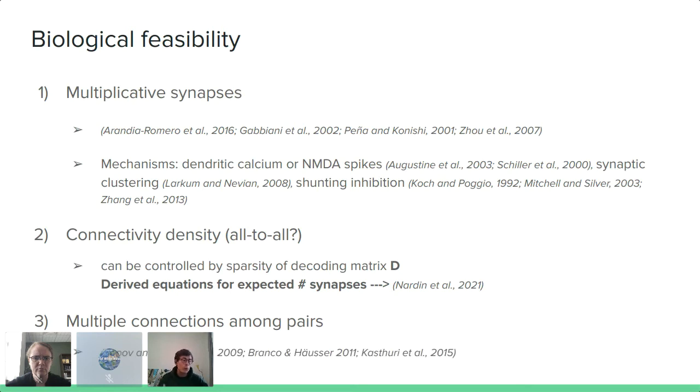So it seems to be not too unreasonable. So to conclude this part, I would say that our multiplicative networks seem to be fairly reasonable from a biological perspective, and we think that they could lead to understanding of computations in real biological networks.